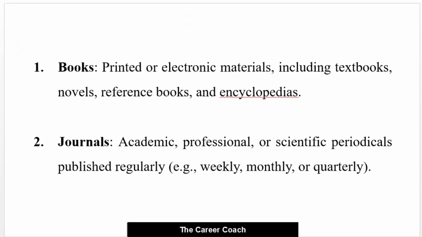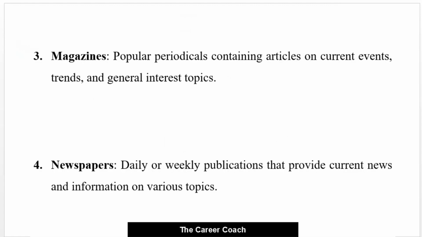Books. These are printed or electronic materials including textbooks, novels, reference books, and encyclopedias. Then we have journals. These are academic, professional, or scientific periodicals published regularly, e.g., weekly, monthly, or quarterly. Then we have magazines. These are popular periodicals containing articles on current events, trends, and general interest topics. Then we have newspapers.